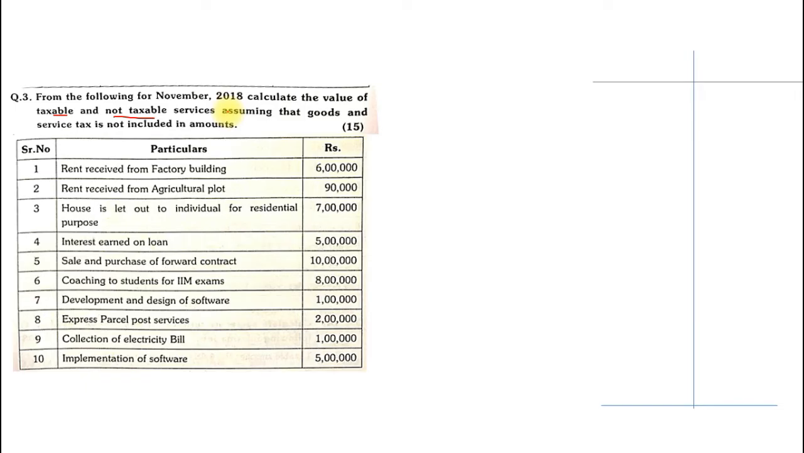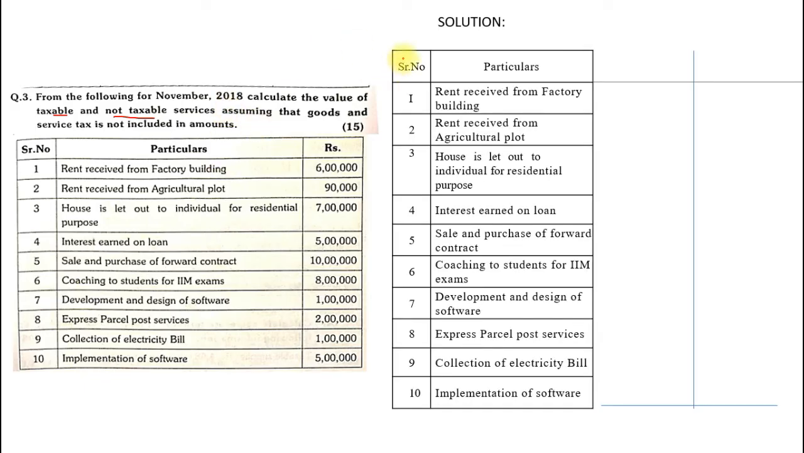So the columns will be very simple: serial number, particulars, just note down all those list items however they are given, and make two columns: taxable, non-taxable. Now, number one, rent received from factory building. Remember, factory building, if you're getting rent, it is taxable because a factory is commercial. Commercial will always be taxable. So we just put the amount in the taxable column. Rent received from agricultural plot. Agriculture doesn't come under the purview. It is exempted, so non-taxable.